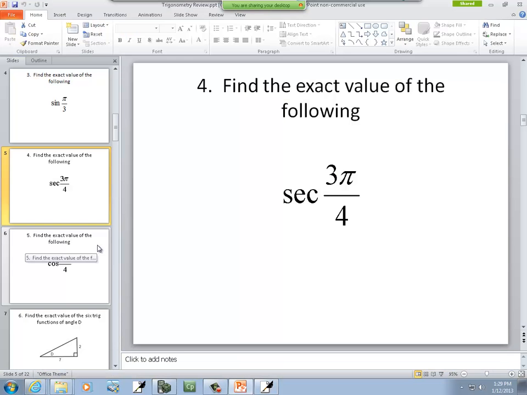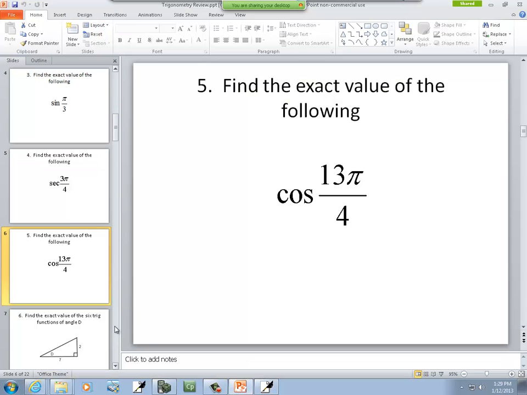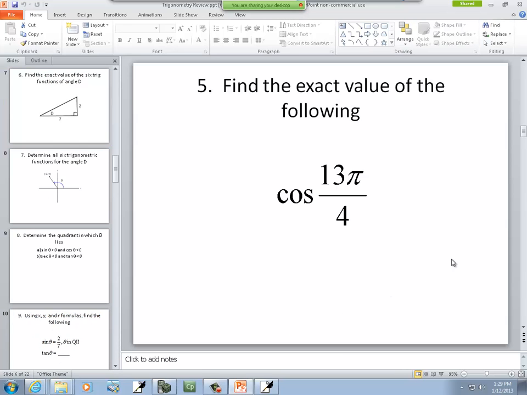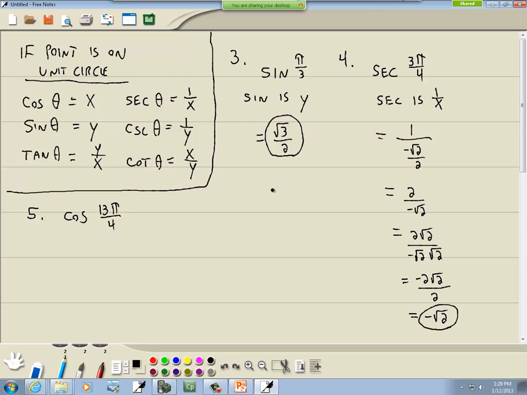Okay, our fifth one here. Cosine of 13 pi over 4. Well, for this one, 13 pi over 4, if I go look it up on our unit circle, nowhere do we see 13 pi over 4. It's not on here. It's actually greater than 2 pi. If I think of this in mixed number form, what's that? Goes in there 3 times with remainder of 1. So 3 1/4 pi is what this is.